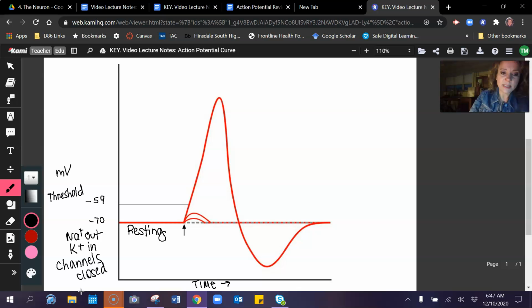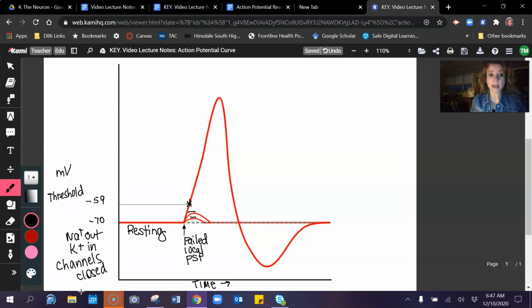And that's exactly what's happening here at the black arrow. So here, these are failed local postsynaptic potentials. Notice that they did not reach negative 59.